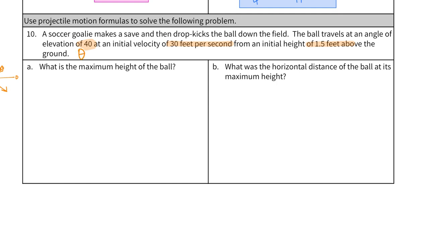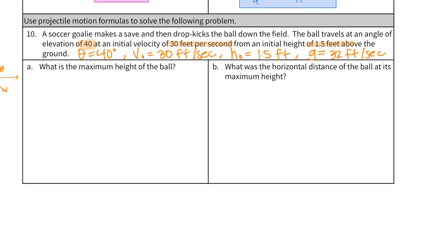So the angle is going to be 40 degrees. Velocity is 30 feet per second. Initial height was 1.5 feet. And we are going to need gravity for sure. It could be either 32 or it could be 9.8. It depends on what you're measuring in. Because we are measuring in feet, we're going to use the 32 feet per second. Okay. So what is the maximum height of the ball?